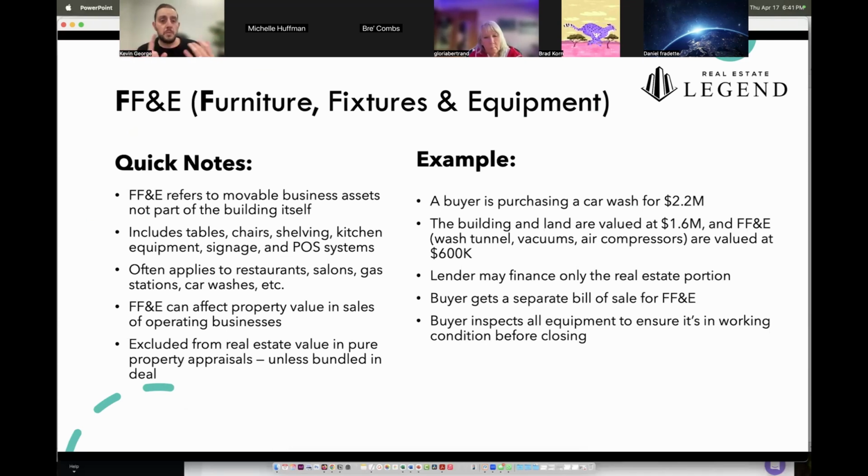These are anything movable: tables, chairs, shelving, kitchen equipment, signage, point of sale systems, anything that you can move around is FF&E. So if you're buying a property, let's say you're buying a car wash in this example, the building and the land are valued at 1.6 million, but then 600,000 is for the FF&E, which is like car wash equipment. So you have the wash tunnel, vacuums, air compressors, all that is kind of separate.